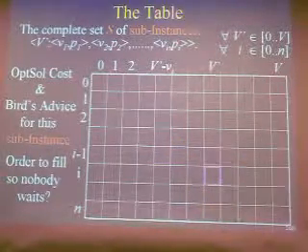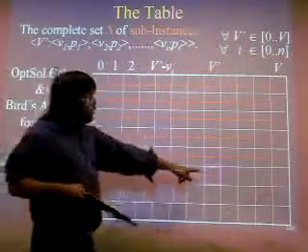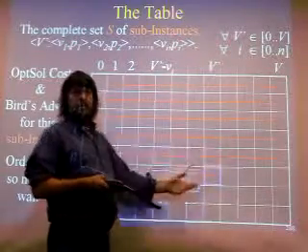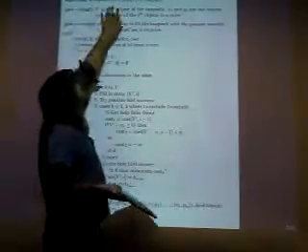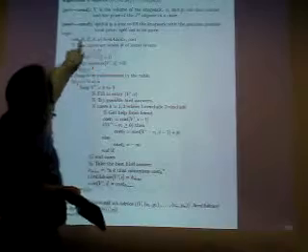What order do we fill the table in? In an order so that nobody waits. That means when you're doing this, his friends have already been solved. Here's the code. It's like any code. You have your instance, and you have a table here.